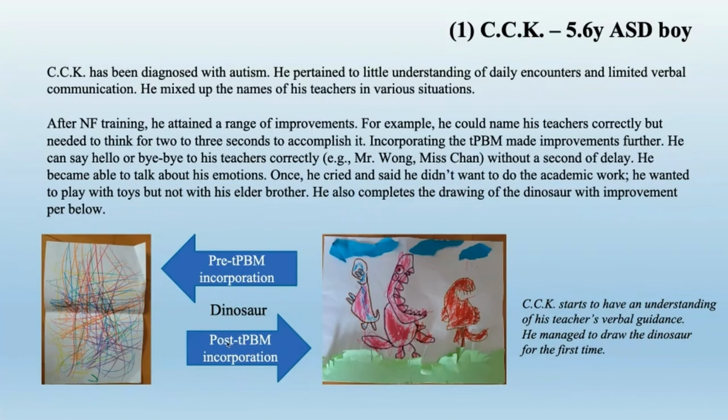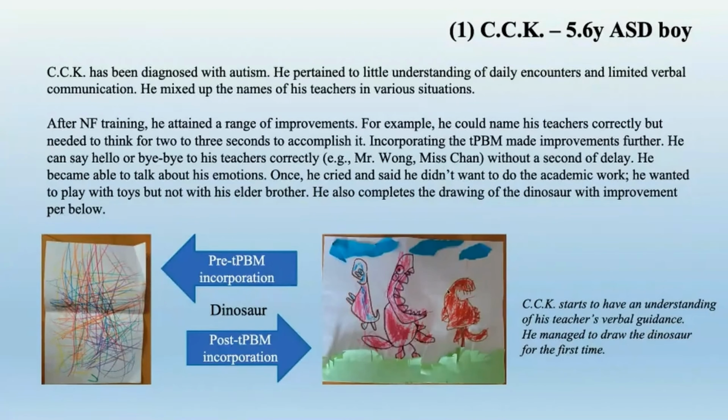But after we started using the combination of tPBM and neurofeedback, he can complete the picture of the dinosaurs. His mother was quite inspired and surprised. She called the teacher to check whether this drawing was completed by the teacher or by the child himself, and it was confirmed that it is the work of CCK. So what Dr. Berman and I interpreted from this picture is that CCK started to understand his teacher's verbal guidance, and he managed to draw the dinosaur for the first time, at 5.6 years old.